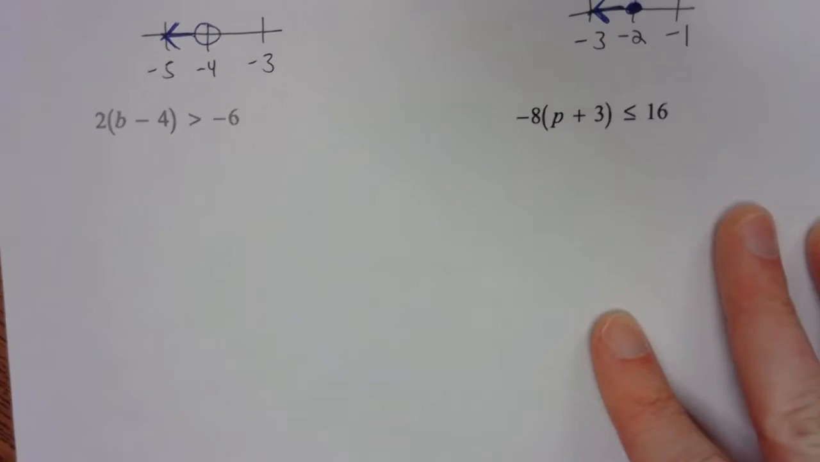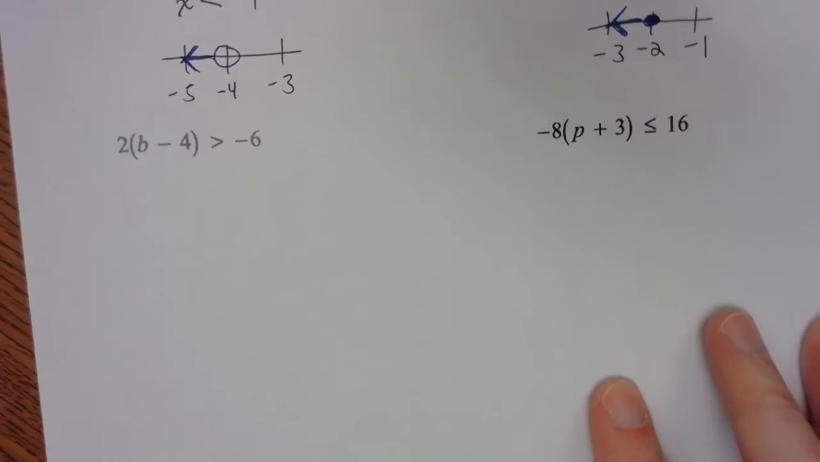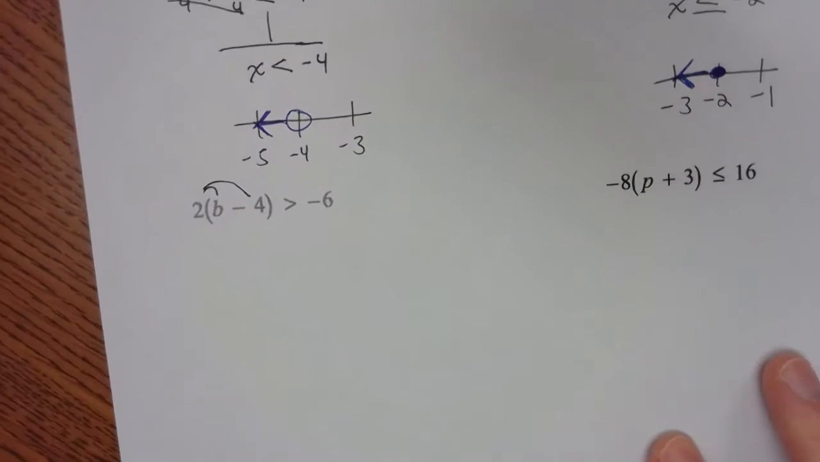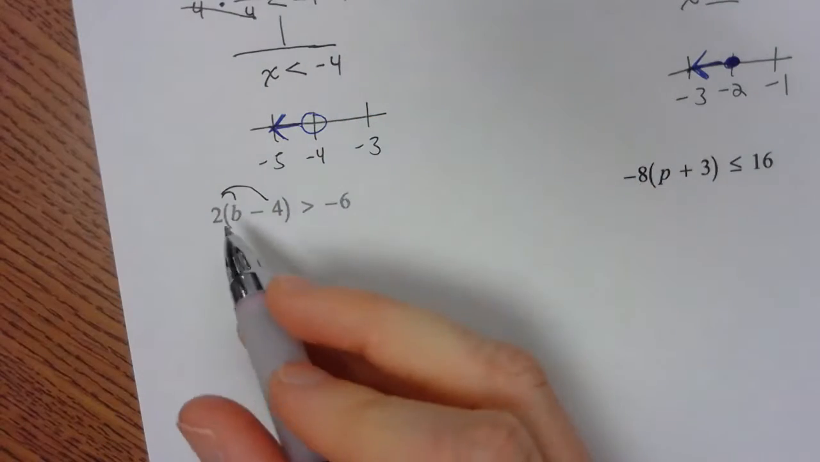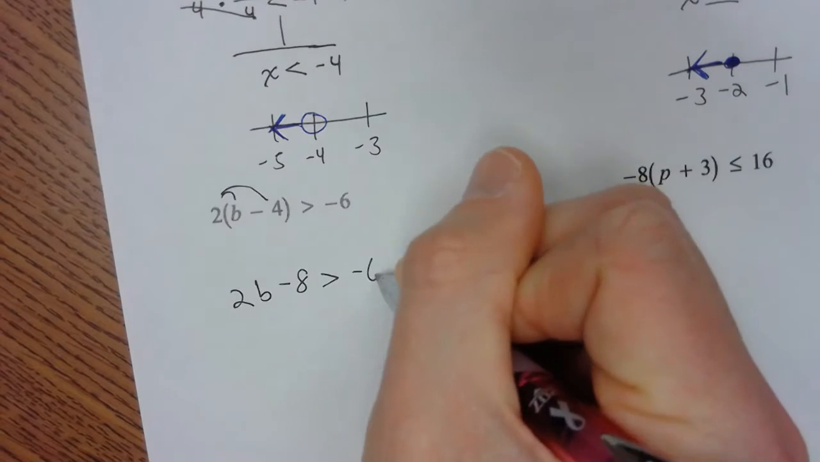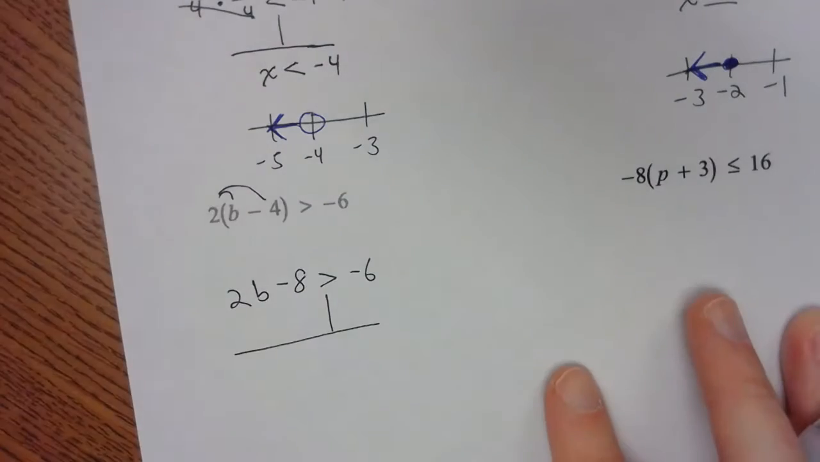On the bottom we have the same type of problems, but we do have to distribute first. So I'm going to distribute this 2 to the b and to the negative 4. So 2 times b is 2b. 2 times negative 4 is negative 8. And I bring down the rest of the problem. Now I solve it just like we did up above.